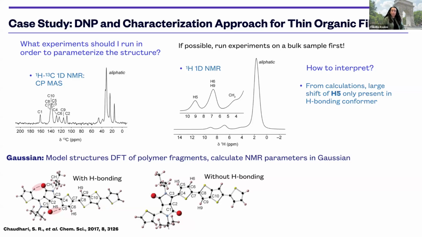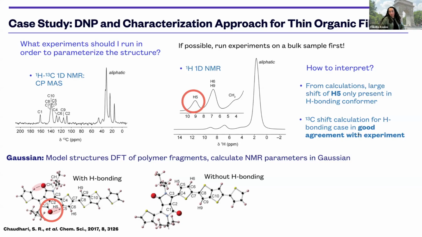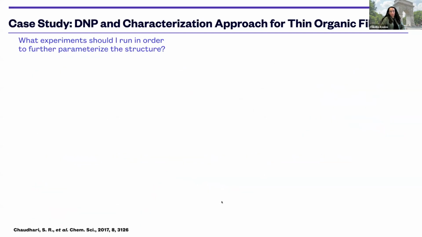In this case, from the calculations, a large shift in this H5 component is only present where you have this H bonding occurring in this system. Likewise, you can compare the carbon chemical shifts, and this is also in good agreement with the experiment in this study. This gives you room to move forward, right? So what further experiments can I run?